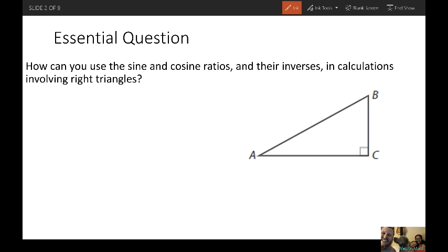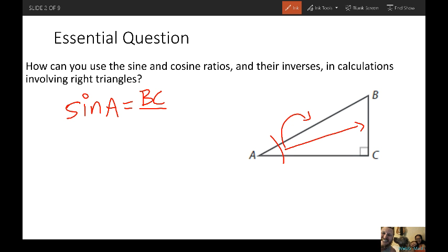Instead of using tangent like we did before, now we're going to use cosine and sine. Sine is opposite over hypotenuse, unlike tangent. So basically the sine of angle A equals the opposite, which is BC, divided by the hypotenuse, which is just AB. And that is the sine ratio for angle A.